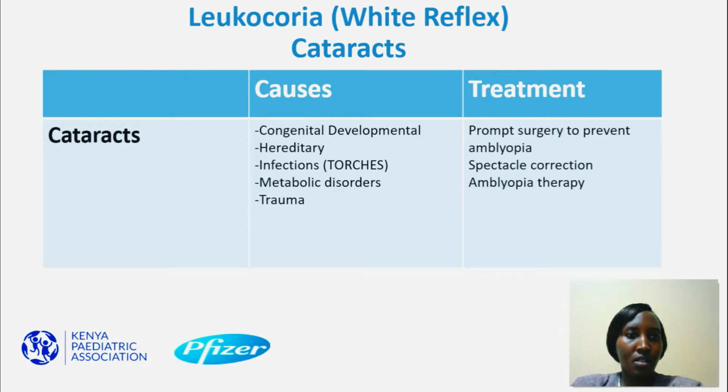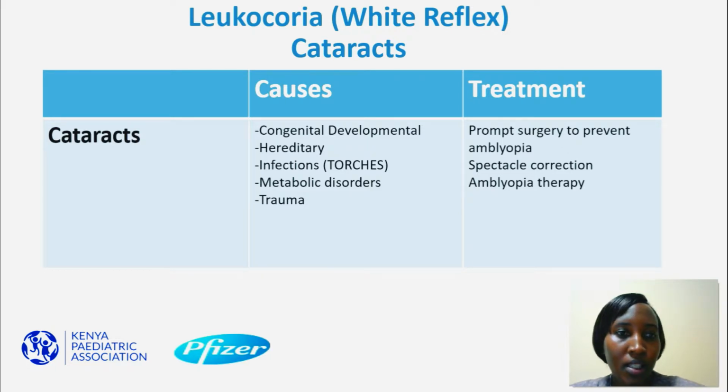So our next condition of discussion is leukocoria, which means a white reflex. There are many causes of white reflex in children, quite a number, but today we'll look at the three commonest and probably what is very common and important in our setup. So we start with cataract. Cataract means opacification or haziness of the lens.